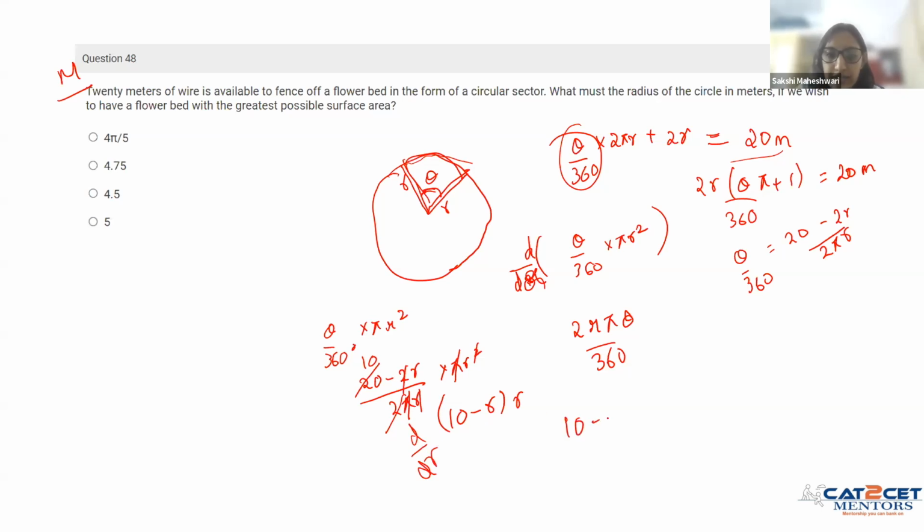So this you'll get 10 minus r plus... okay. So this is 10 minus 2r equal to 0. This will equal to 0, and 10 will be equal to 2r. So r gives you 5, right? Did you get this? Did you understand?